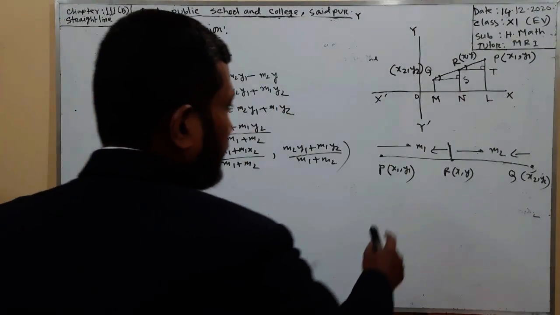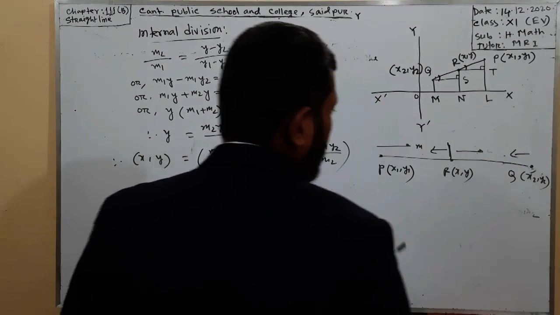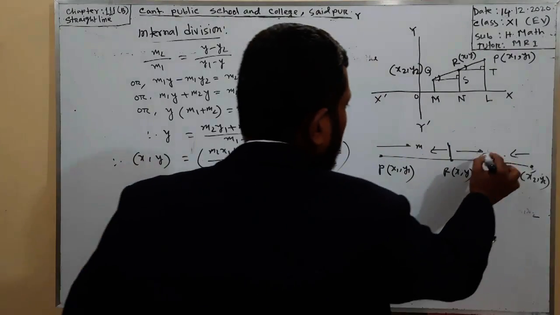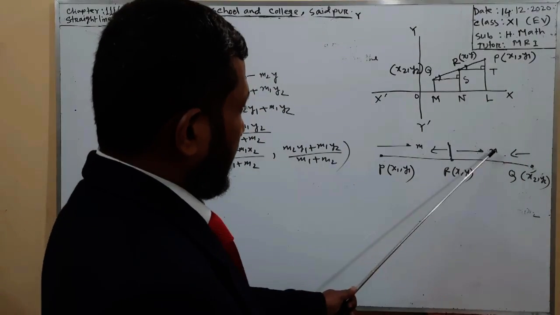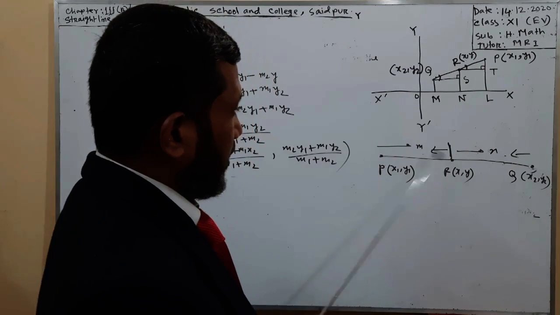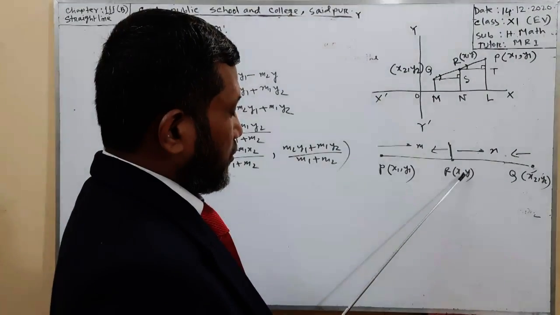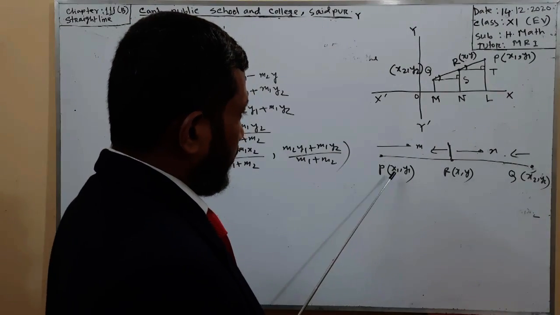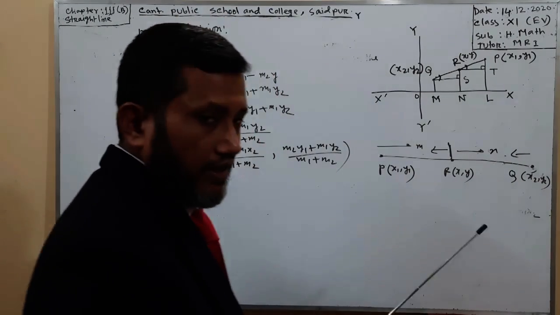Suppose here m and here n, this will be (n x1 plus m x2) divided by (m plus n), the coordinates of x, and the coordinates of y will be (n y1 plus m y2) divided by (m plus n).